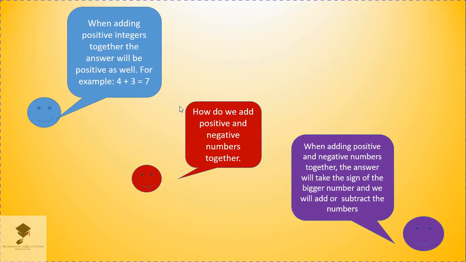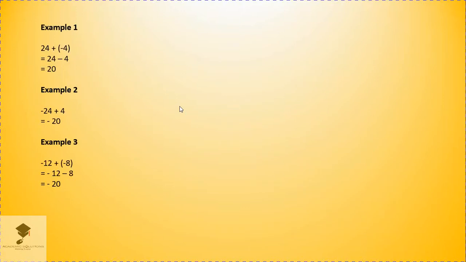Now, how do we add positive and negative numbers together? When adding positive and negative numbers together, the answer will take the sign of the bigger number, and we will add or subtract the numbers. Now let's do our examples. The first example will be 24 plus, inside bracket, minus 4. So it's going to be 24. Let's remove the bracket. Minus 4. The answer will be 20.